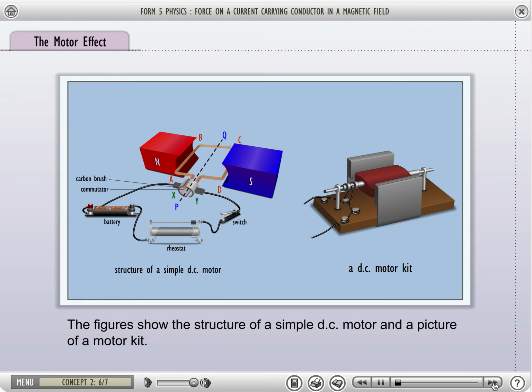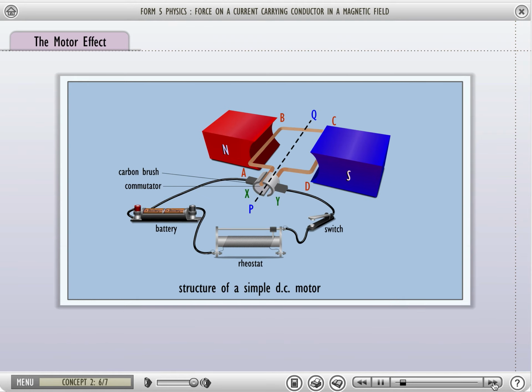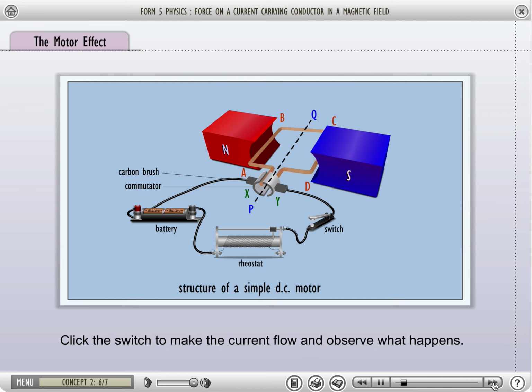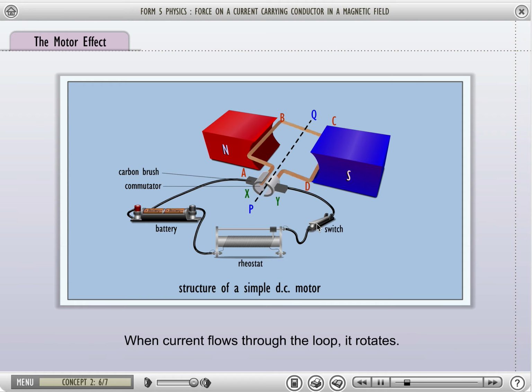The figures show the structure of a simple DC motor and a picture of a motor kit. Click the switch to make the current flow and observe what happens. When current flows through the loop, it rotates.